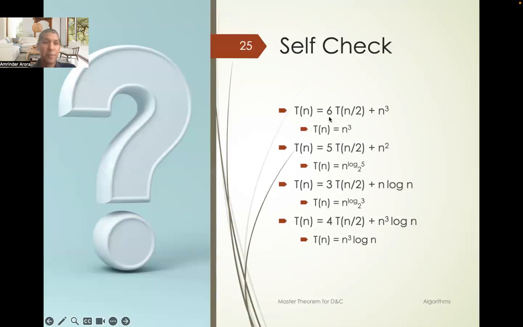Again, when we look at this thing, we can simply write down the answer. a is equal to 6, b is equal to 2, n cubed. So the n cubed term will dominate this. So the answer is n cubed. Now a is equal to 5, b is equal to 2, c is equal to 2. Log of 5 to the base 2 is greater than 2. This term will dominate. That's your answer. Here, similarly, this term will dominate. That's your answer. Here, this term is larger, so that's your answer.